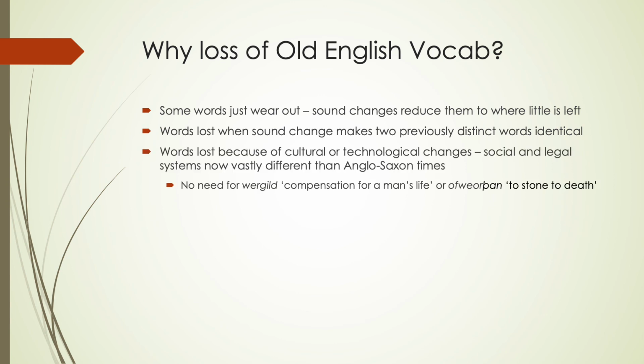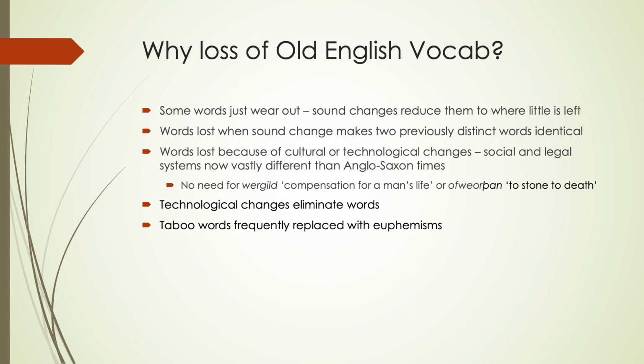They can be lost just due to different cultural or technological changes. So our social and legal systems today are vastly different than what they were during Old English times. So we don't really need a specific word for the compensation for a man's life, or we don't need a specific word for to stone to death, because we don't really have those situations happening in our everyday culture today the way that they would have been during those periods of time. You also see that technology will often eliminate words or replace them with new words as different technological changes take place. So as we move into other areas of English, we see how technology has an influence in what vocabulary stays and what vocabulary goes away.